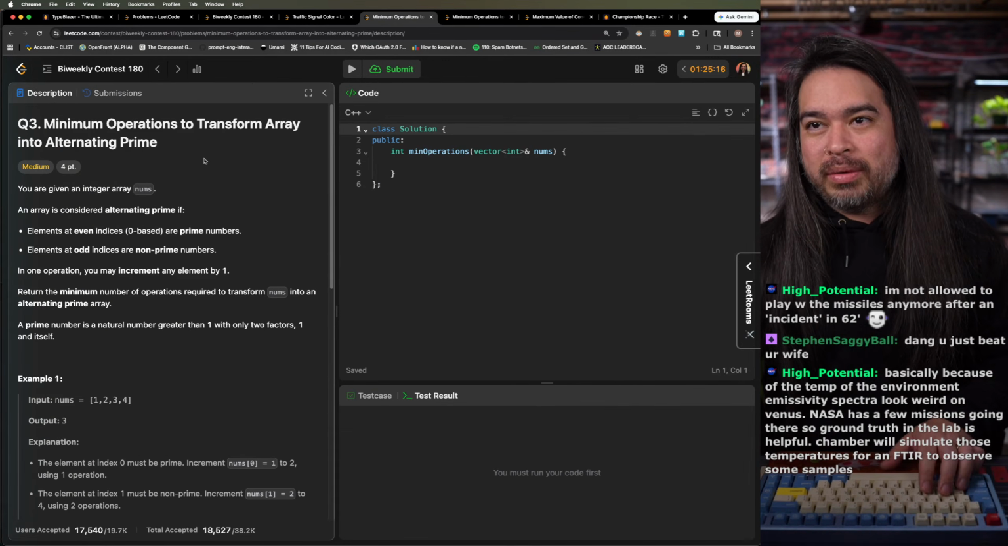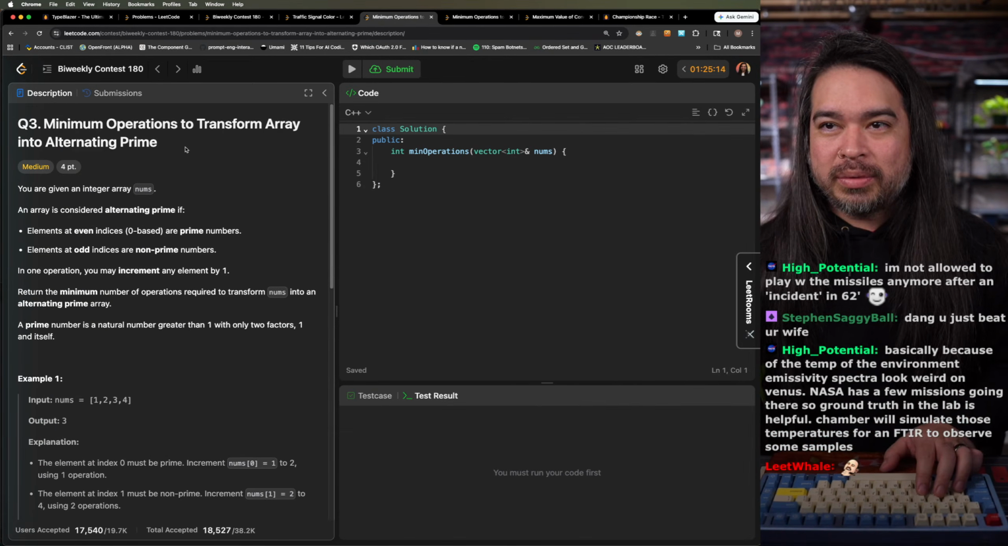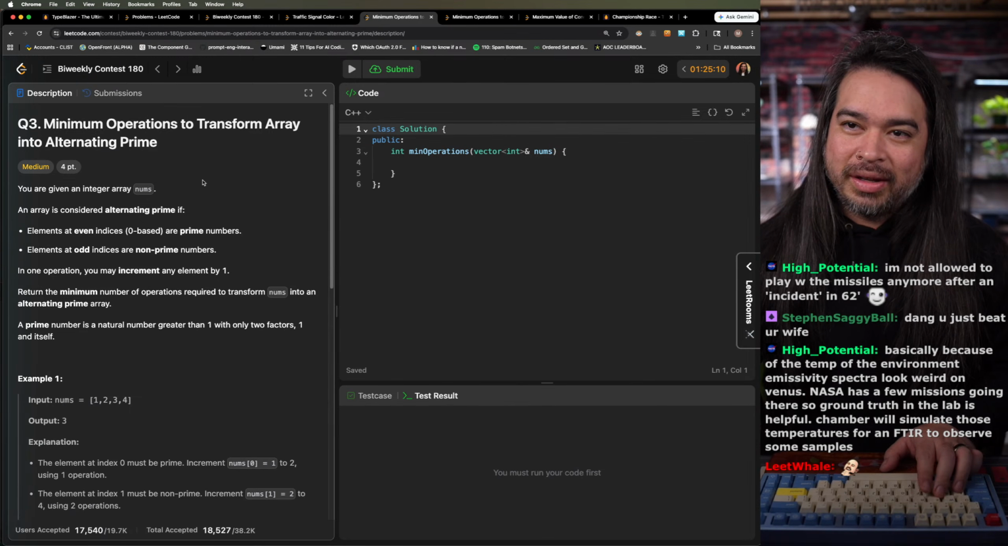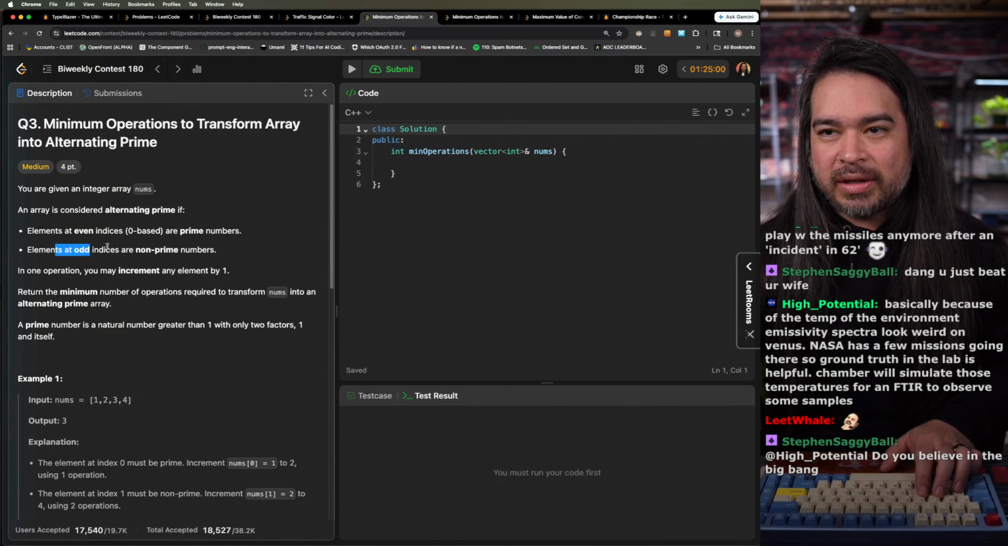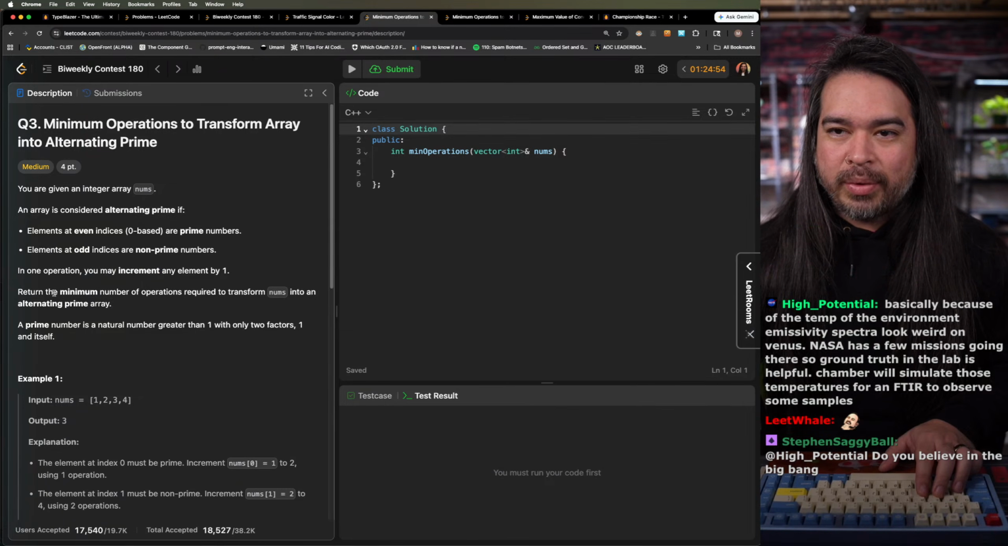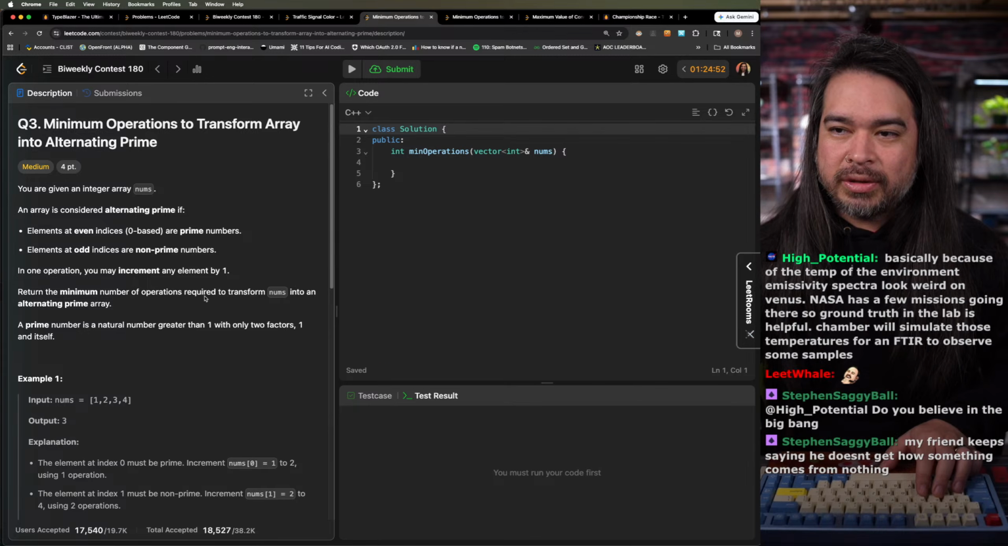All right, Q3, minimum operations to transform array into alternating prime. You're given an integer array nums. An array is considered alternating prime if elements at even indices are prime numbers, elements at odd indices are non-prime numbers. In one operation, you may increment any element by 1. Return the minimum number of operations required to transform nums into an alternating prime array.